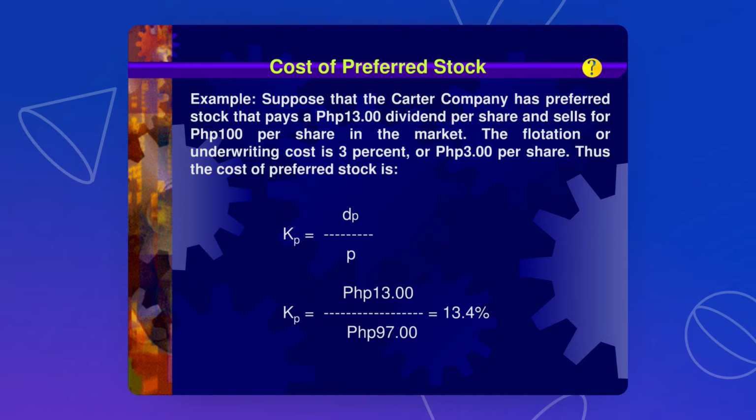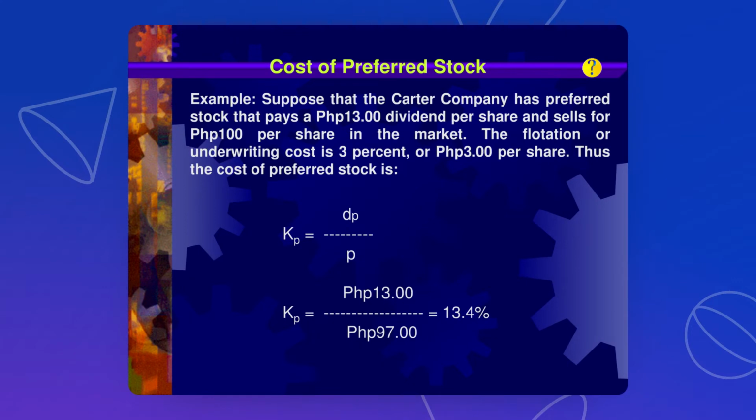Meaning to say, class, the 13.4% here is now your cost of preference shares. Again, my question to you, class, is 13.4% already your answer? Very good. 13.4% is already your answer because it is not subject to tax. Because again, dividends are not part of your income statement. Thus, we will not compute for net of tax in computing for your cost of preference shares. Thank you very much. Now, next one.